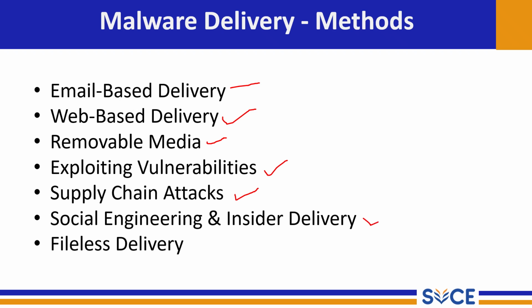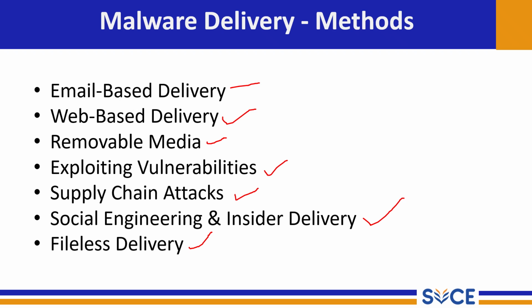And next one is social engineering and insider delivery. This means tricking users into installing helpful-looking tools that are actually malware, or colluding insiders planting malware on systems directly. Okay, and next one is fileless delivery. Here the malware is delivered entirely in memory, often via PowerShell scripts or living-off-the-land binaries, and exploit frameworks. So all of these come under malware delivery methods.